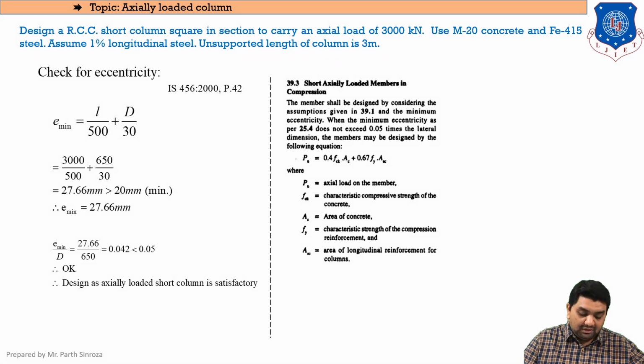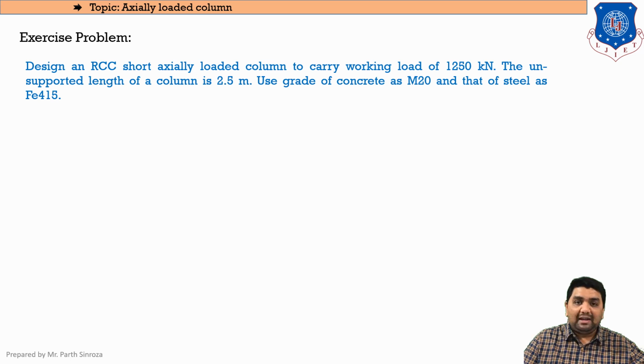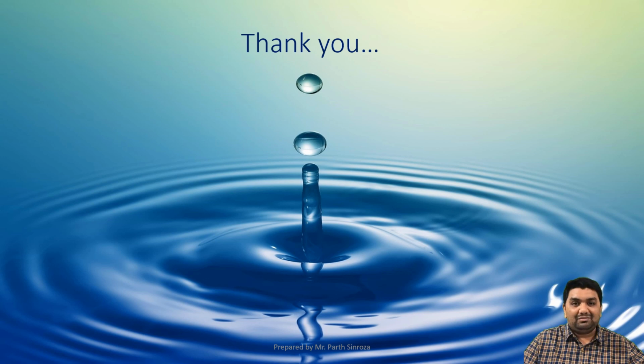Clear? So this is the check that we need to do whenever the unsupported length of the column is given in the question. Clear? So this is our today's exercise problem. Solve it, and we will be moving to further sums in the next session. Thank you.